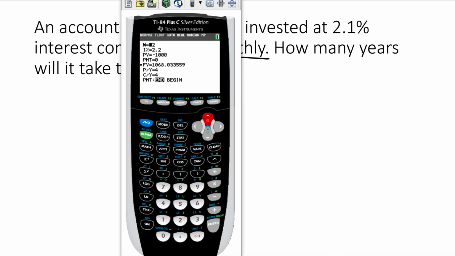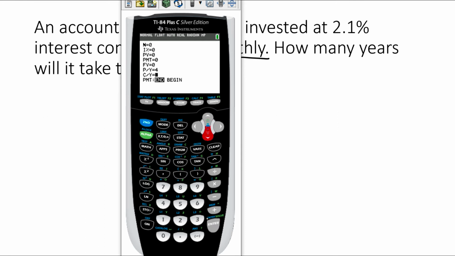All right, so the way I usually like to start using the TVM solver is by clearing out the first 5 fields. So 0, enter, 0, enter, 0, enter, 0, enter, 0, enter. It won't let you zero out the payments per year or the compounds per year. If you do, you'll get an error. And that's the reason why we need the simple interest formula. Simple interest is just when we compound 0 times per year.